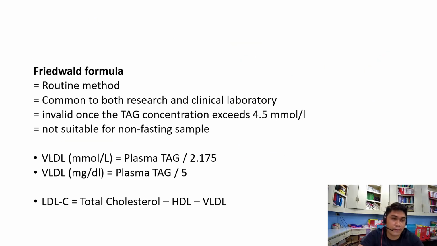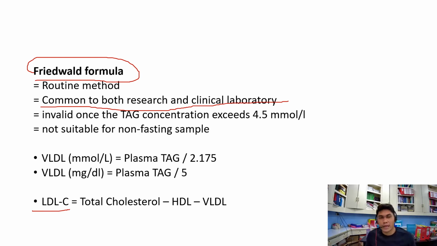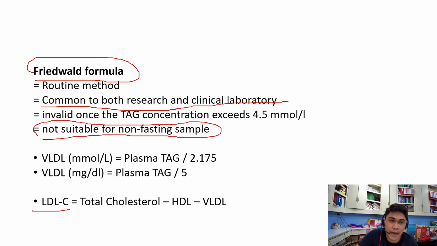Next is the Friedewald formula. This is the routine method for LDL estimation, common to both research and clinical laboratories. The Friedewald formula is invalid once the patient's triglyceride concentration exceeds 4.5 millimole per liter, or greater than 400 milligrams per dL. It's also not suitable for non-fasting samples because the chylomicrons in non-fasting samples can cause overestimation of the VLDL concentration, and so the LDL concentration.